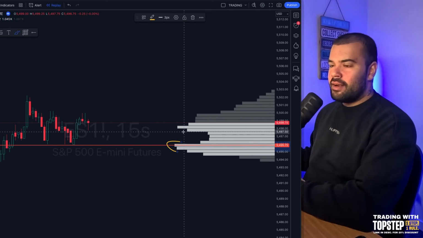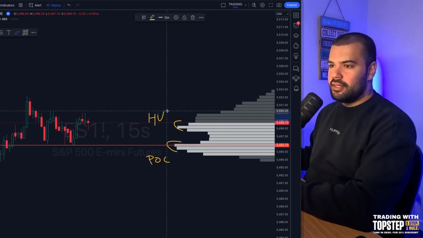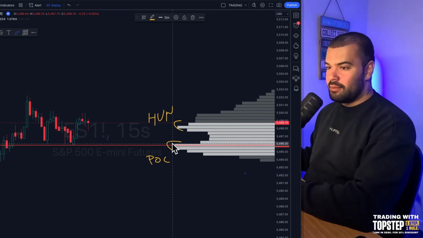And then any other area that sticks out, but not quite as much as the point of control, is known as a high volume node, or HVN. So we've got point of control, POC, and high volume node. On this particular volume profile we're looking at here, we see one point of control and one high volume node. That's what I'm looking for when I'm looking at a volume profile. I want to see where all the high volume nodes are and obviously where the point of control is.